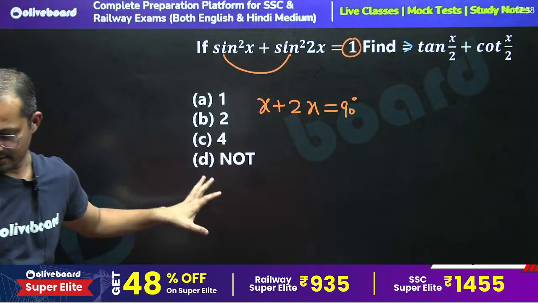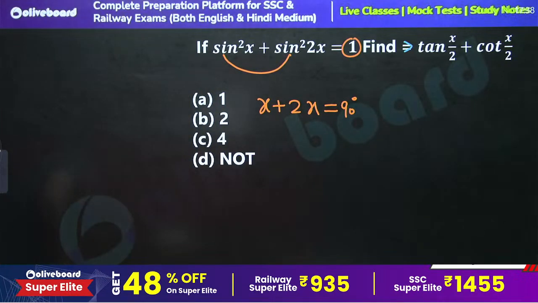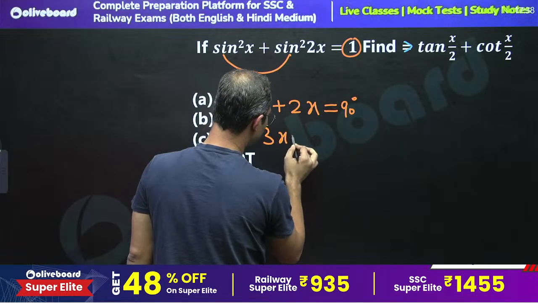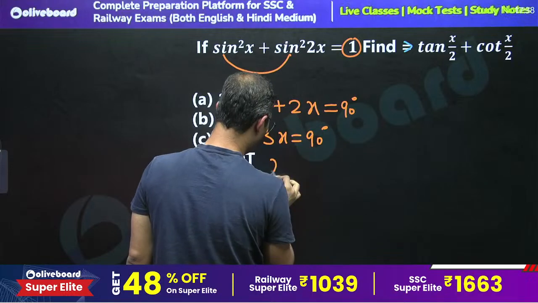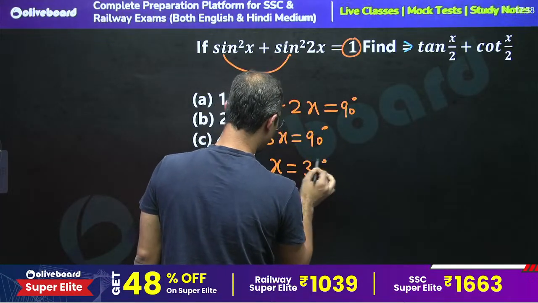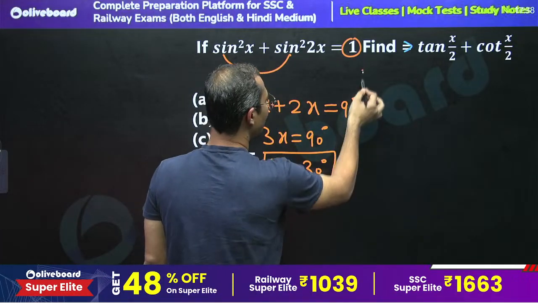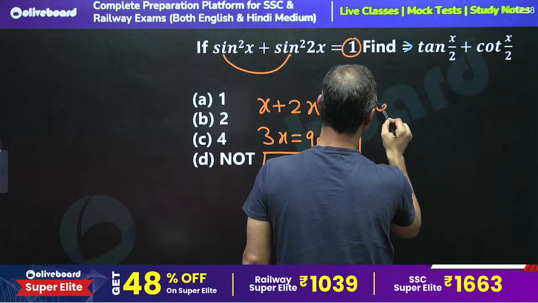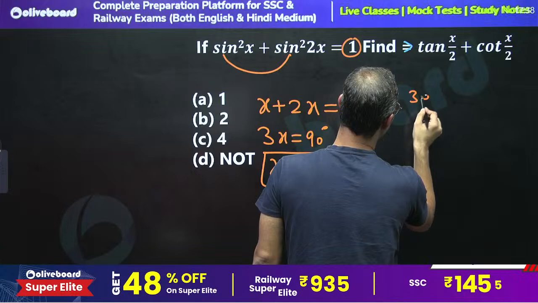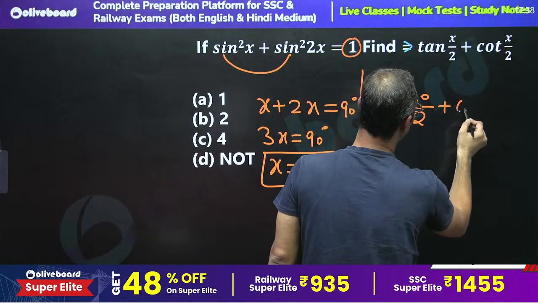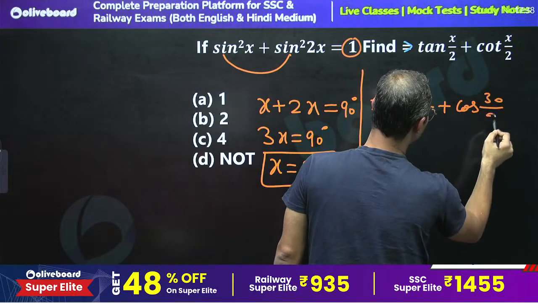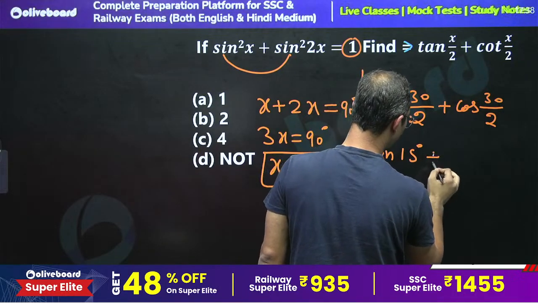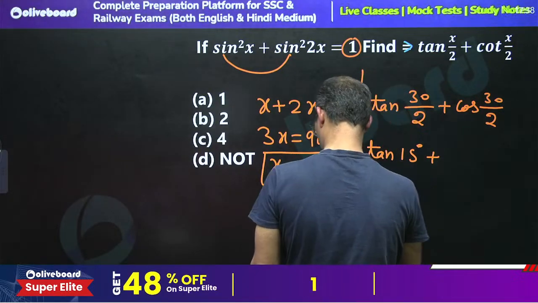I proved this, right? Yes, Krishna. So we can say that 3x is equal to 90 degrees. So the value of x is equal to how much? 30 degrees, right? So we have to calculate the value for tan x by 2. Just put x is equal to 30. So tan 30 by 2, how much? 15, plus cot 30 by 2, right? So now we have to calculate the value for tan 15 degrees plus cot 15 degrees.